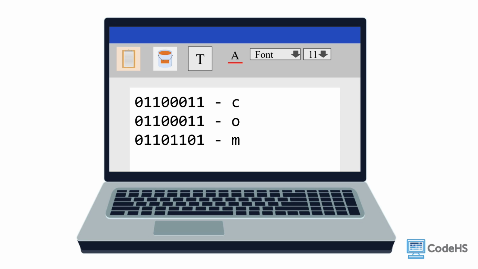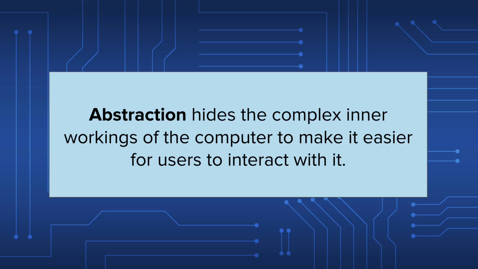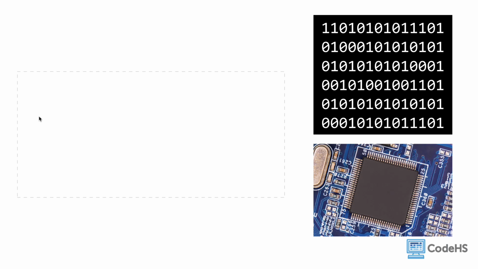We can even take this one step further into how computers work. This binary language is interpreted by the actual hardware of the computer, the billions of transistors that make up your computer's microchip. Luckily, you don't really need to know anything about binary or transistors to interact with your computer. This is all due to a process called abstraction. Abstraction hides the complex inner workings of the computer to make it easier for users to interact with it. Abstraction is what enables you to move your mouse around without knowing binary or how transistors work.